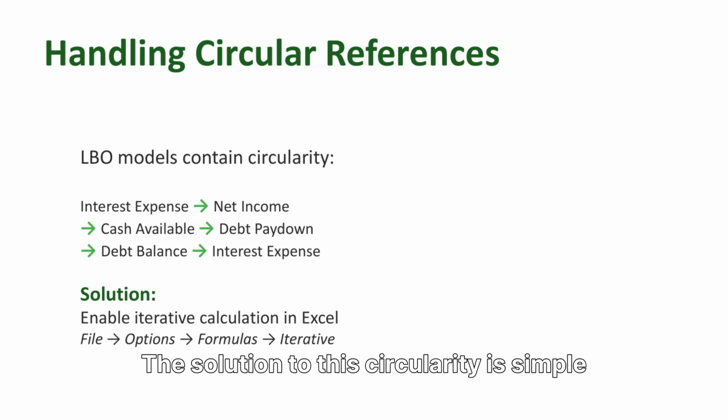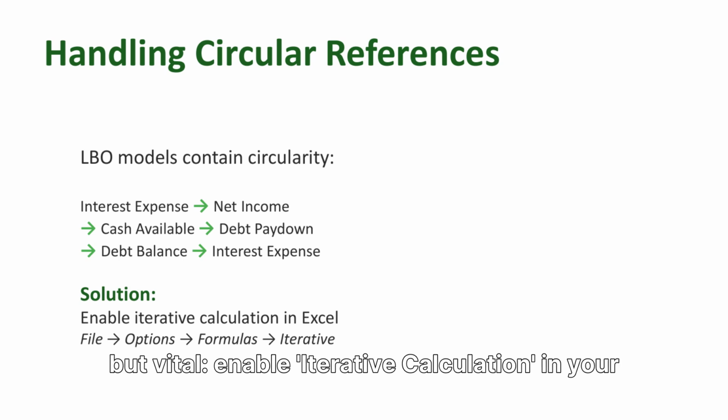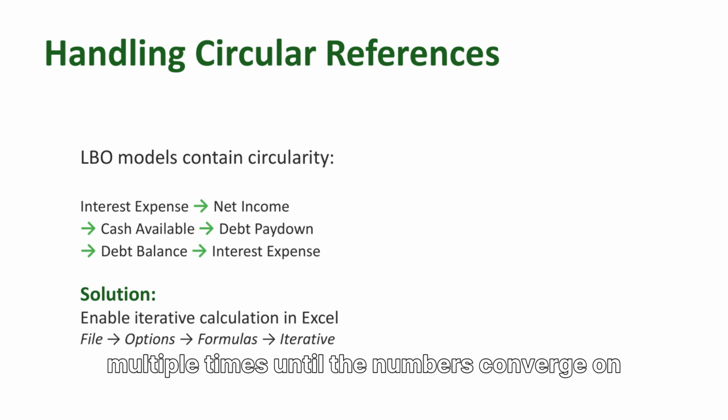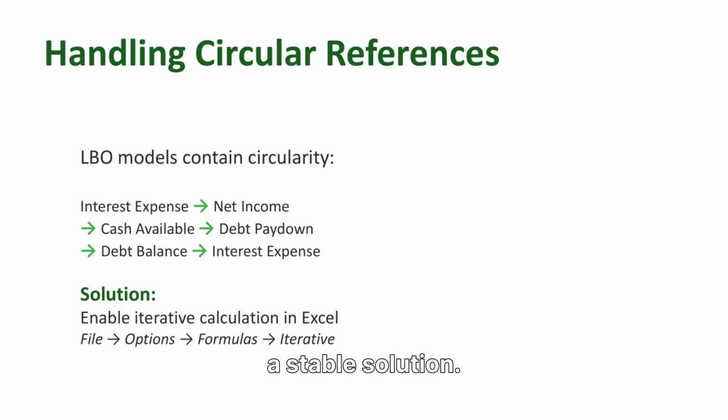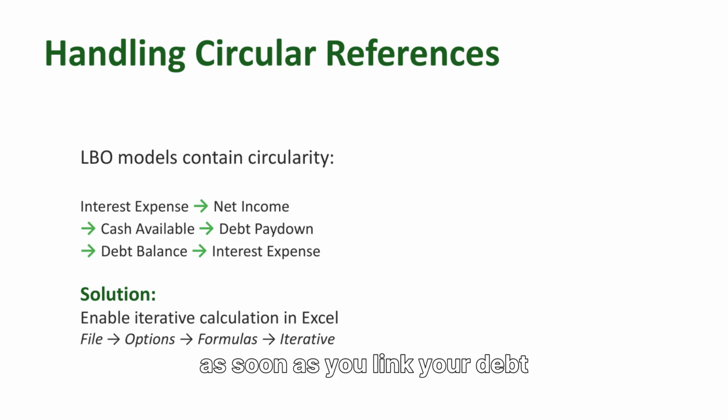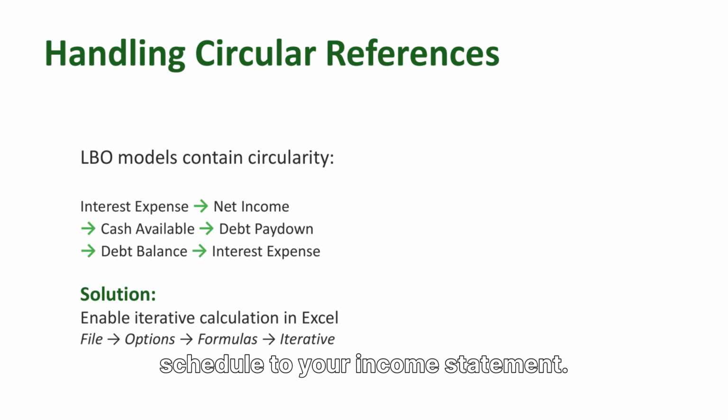The solution to this circularity is simple but vital. Enable iterative calculation in your Excel settings. This allows Excel to run the calculation multiple times until the numbers converge on a stable solution. Without this setting, your model will break as soon as you link your debt schedule to your income statement.